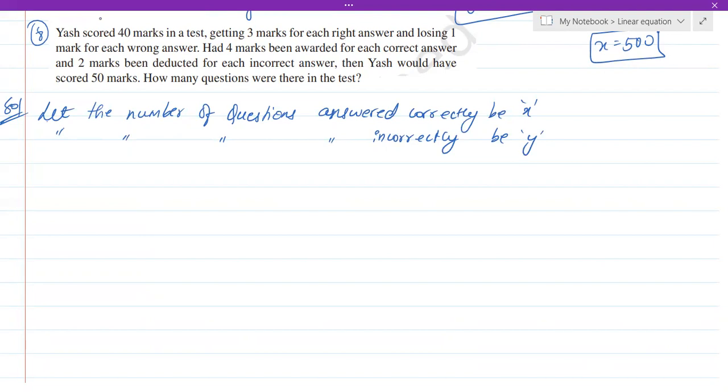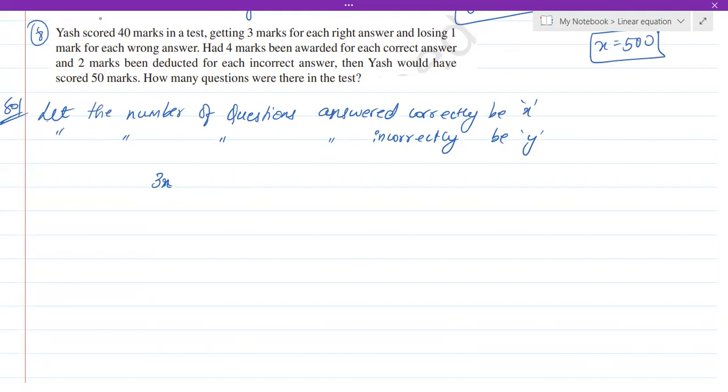Now, if the answer is correct, then he will be awarded 3 marks. So how many answers are correct? X answers are correct. One answer is 3 marks, so X answers will become 3X. Now for one wrong answer, 1 mark is deducted. So for Y wrong answers, 1Y. Now what should I do? We should subtract it, isn't it? Because of negative marking, the marks will be subtracted.